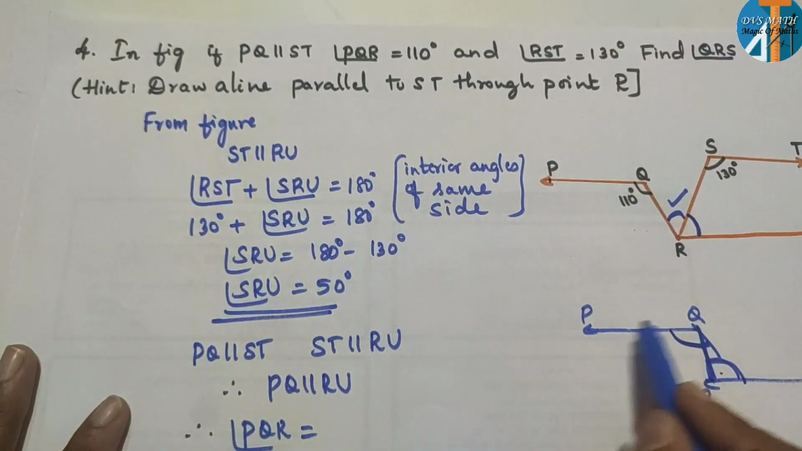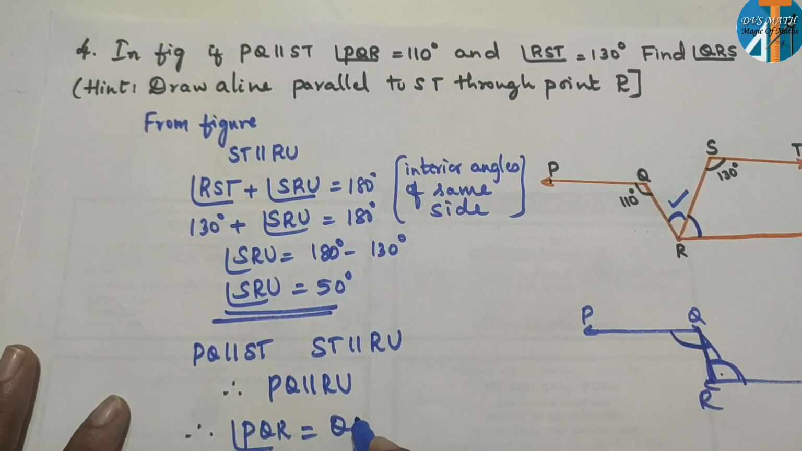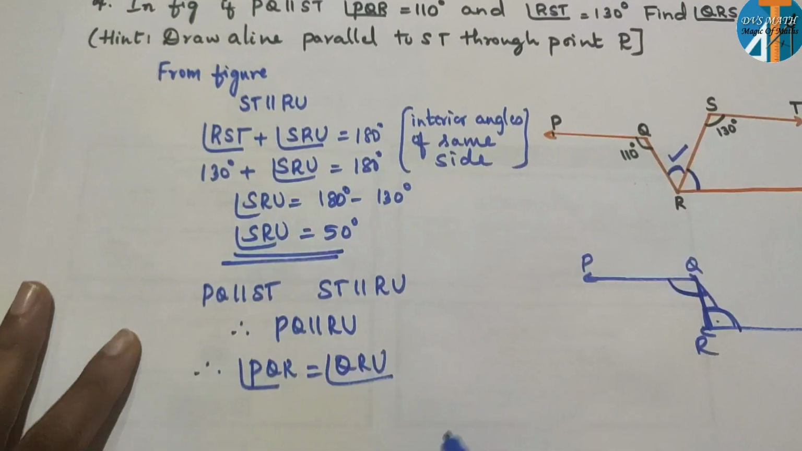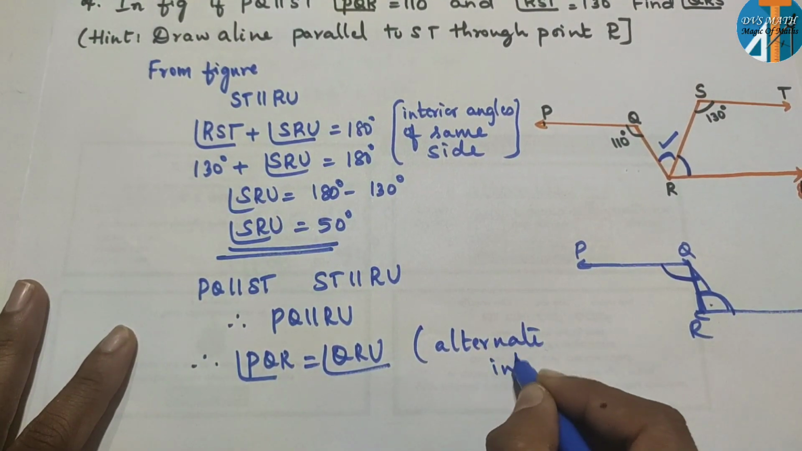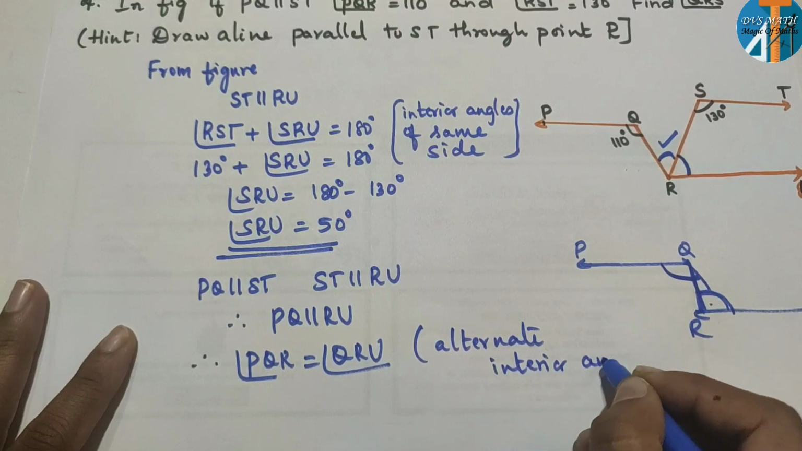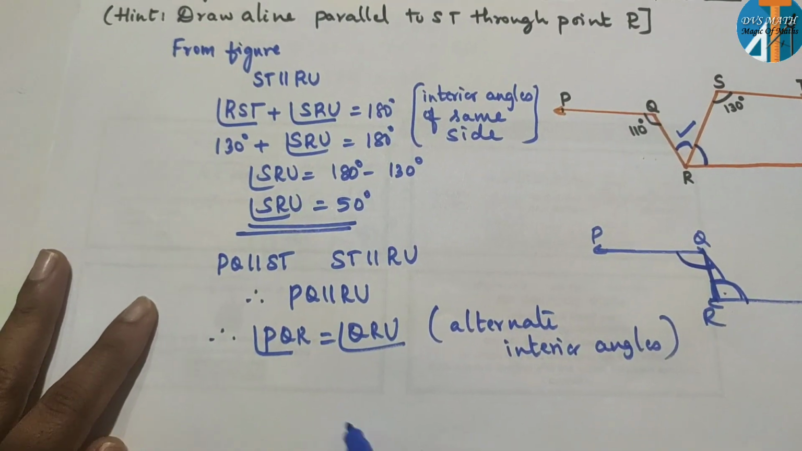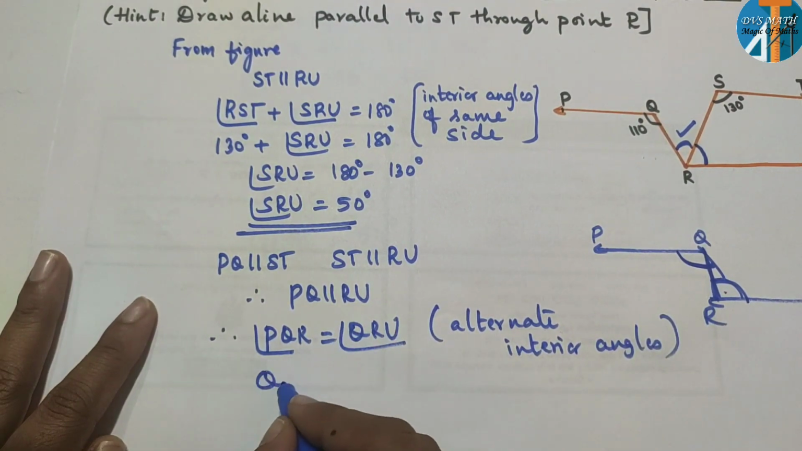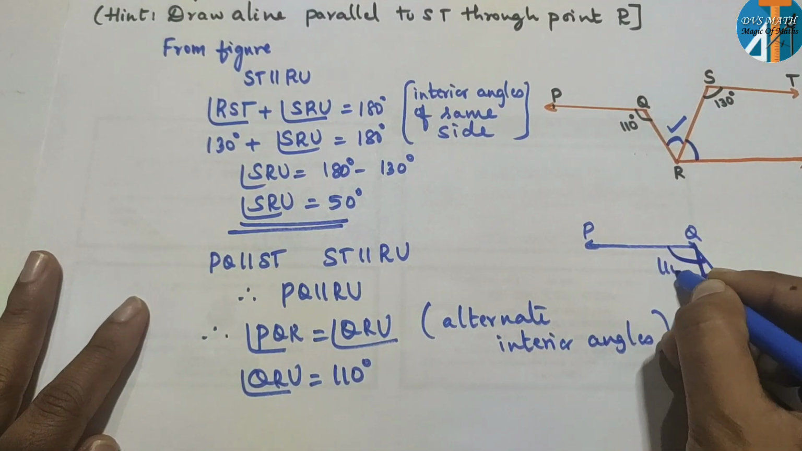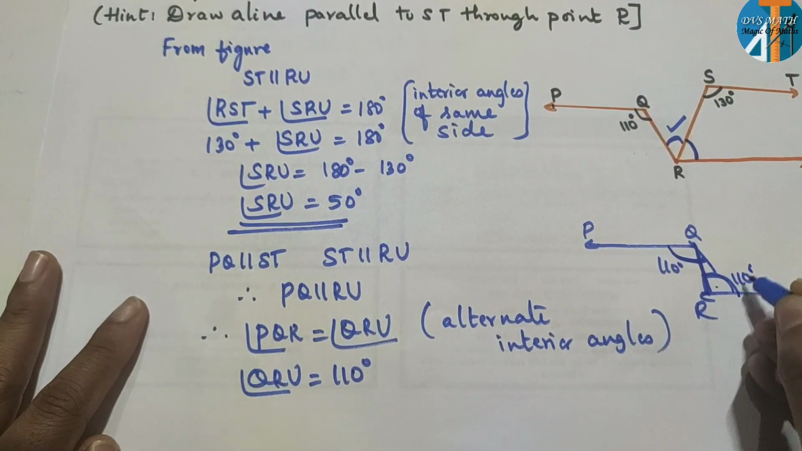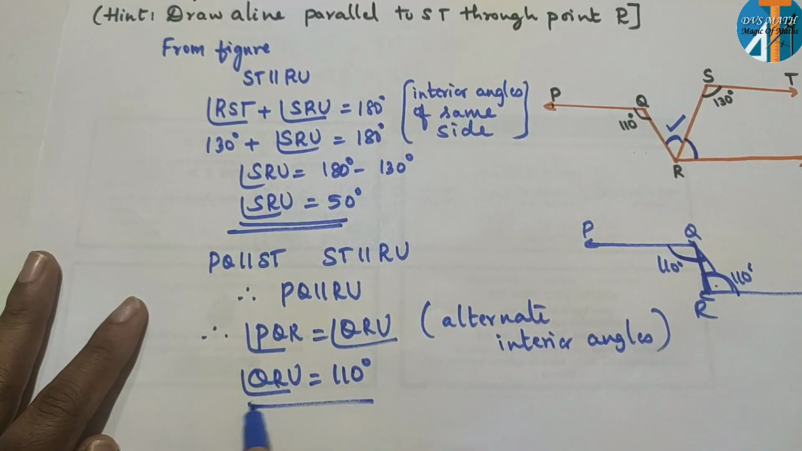So what we can write: angle PQR is equal to angle QRU, because they are alternate interior angles. Then what happens to angle QRU? Angle QRU is equal to PQR, which they have given as 110 degrees. If this is 110 degree, this is also 110 degree. Keep it.